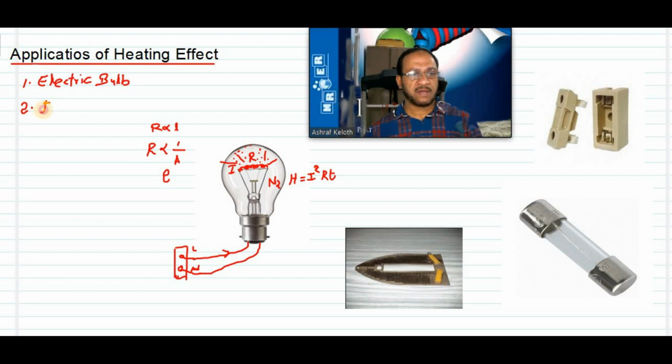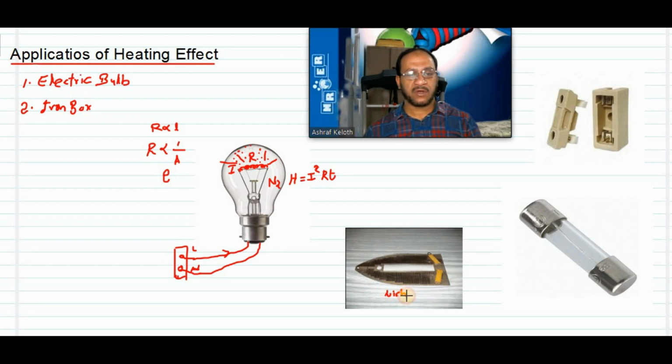Suppose we take the example of an iron box. You can see this is the iron box. This is the heating element of the iron box. You can see these two yellow terminals here. The connections are given from here. And these zigzag lines are made up of nichrome. Nichrome is the alloy used here.